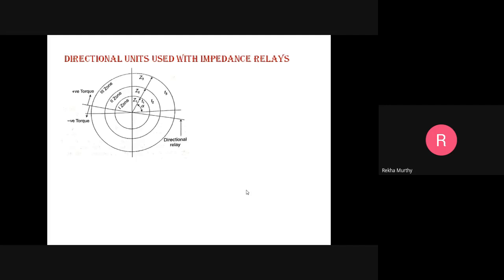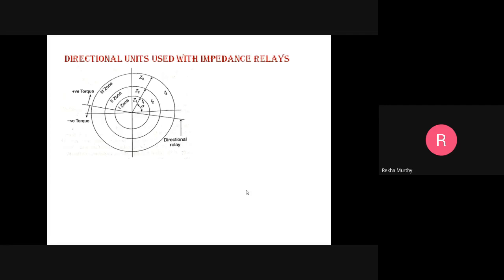So let us go with the directional units, which are used with the impedance relays. Let me show that. You can just look at this diagram. In the previous diagram, with the circle, a relay should operate for a fault which is lying only in the forward direction.